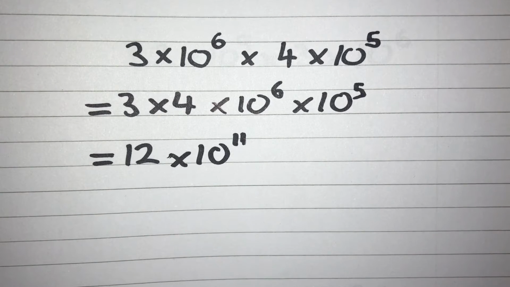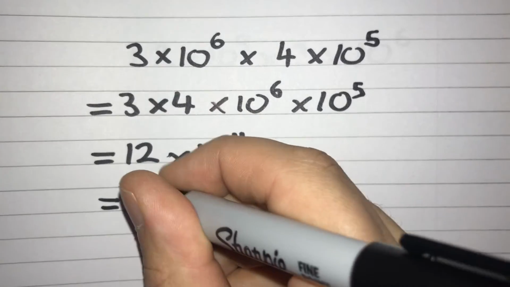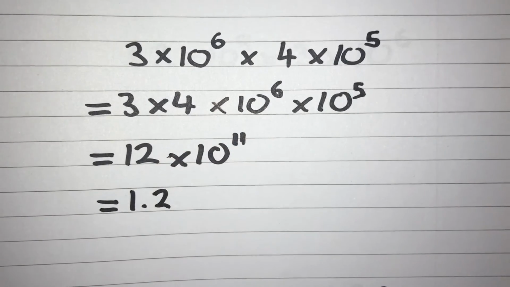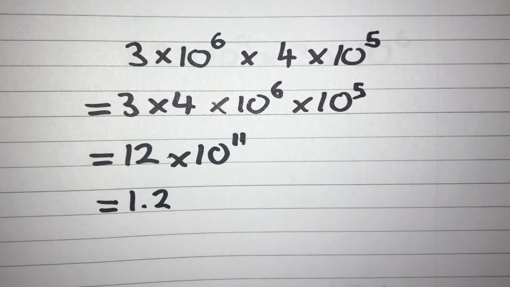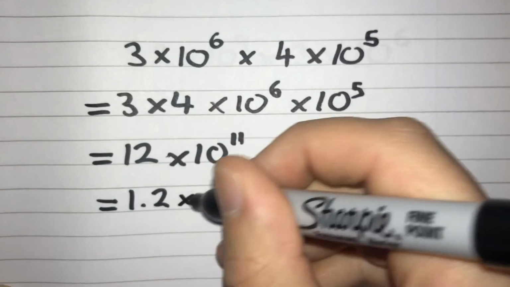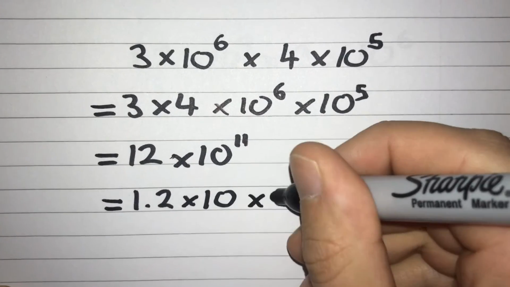So actually, we've drifted away from standard form a little bit, and we need to then put our number back into standard form. So to do this, we can change this 12 into a 1.2 because we want this number between 1 and 10. And to turn it into a 1.2, what we've had to do is to divide this 12 by 10. So if we divided by 10, the way to balance that back out again would be to multiply by another 10. So 1.2 times by 10. And then we still got this times by 10 to the power of 11.